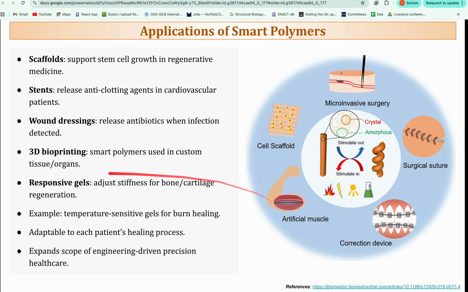So this is after the 3D bioprinting of the smart polymers. They can act as artificial muscle. Responsive gels adjust the stiffness for bone cartilage regeneration. An example is temperature sensitive gels for burn healing. And they are adaptable to each patient's healing process, and they expand the scope of engineering driven precision healthcare. So this shows the application of smart polymers, how they can be used in different fields. They can be used in surgical sutures, correction devices, artificial muscle, cell scaffold, and minimally invasive surgery.